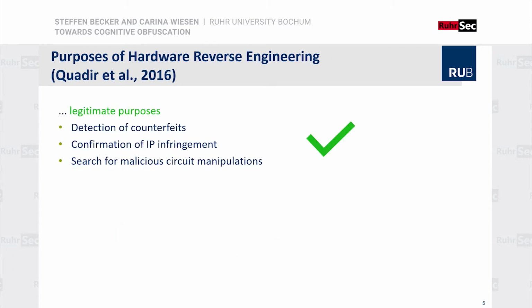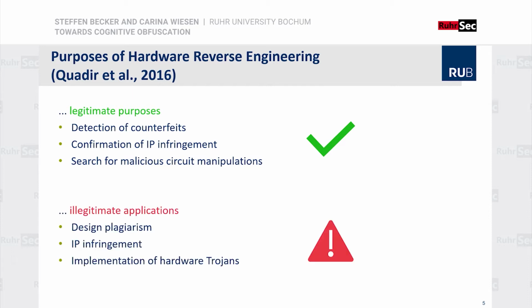When dealing with hardware, reverse engineering can be applied for a variety of legitimate and illegitimate purposes. Legitimate applications encompass competitors' analyses, such as the detection of counterfeits or the confirmation of IP infringements. More recently, the search for malicious circuit manipulations has become an important application. At the same time, hardware reverse engineering can also be used for the opposing illegitimate purposes, such as design plagiarism, IP infringement, or the implementation of hardware trojans.